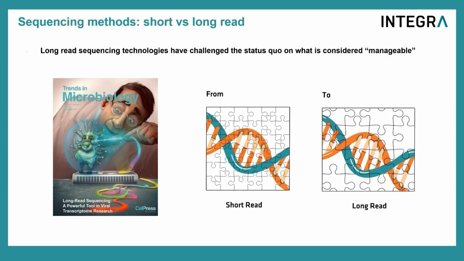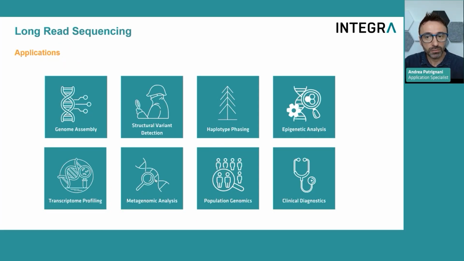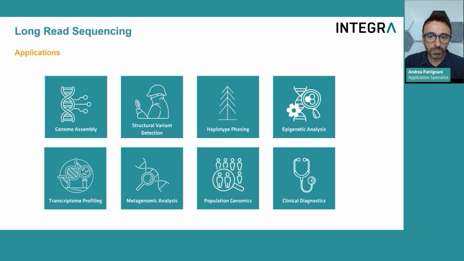Let's continue by exploring the wide array of applications enabled by long-read sequencing. Long-read sequencing enables comprehensive genome assembly, allowing us to resolve complex regions that were previously inaccessible. Additionally, it facilitates the precise detection of structural variants, which are crucial for understanding genetic diversity and disease. Long reads also excel in haplotype phasing, helping to untangle complex genetic backgrounds. Moreover, they empower both epigenetic analysis and transcriptome profiling, capturing full-length transcripts. In metagenomics, long reads unveil microbial diversity with higher resolution. Lastly, in clinical diagnostics, they have the potential to revolutionize our understanding of diseases.